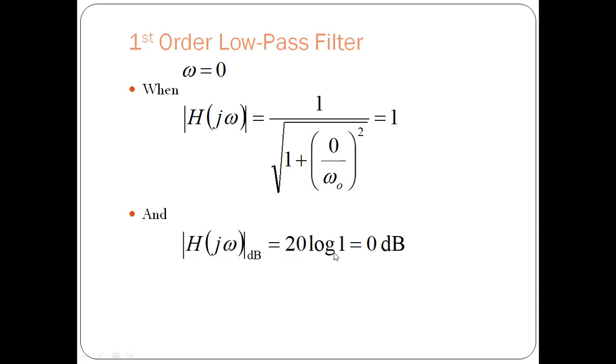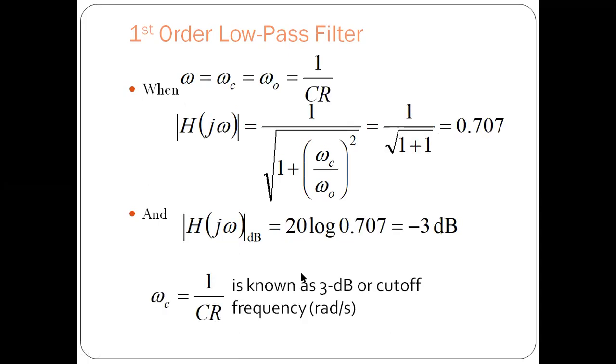When the input frequency is 0, the transfer function of this low pass filter is at 0 dB. And when the input signal frequency is equal to omega c, which is equal to omega naught, that means the input signal frequency is equal to the cutoff frequency omega naught, which is equal to 1 by CR.